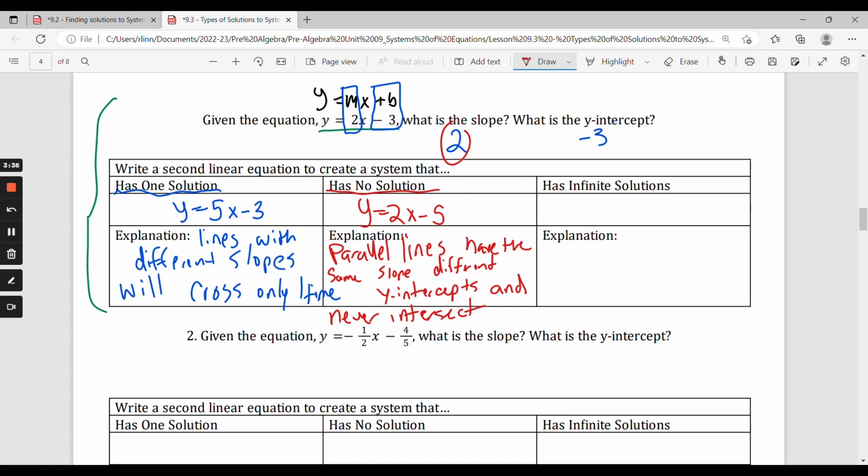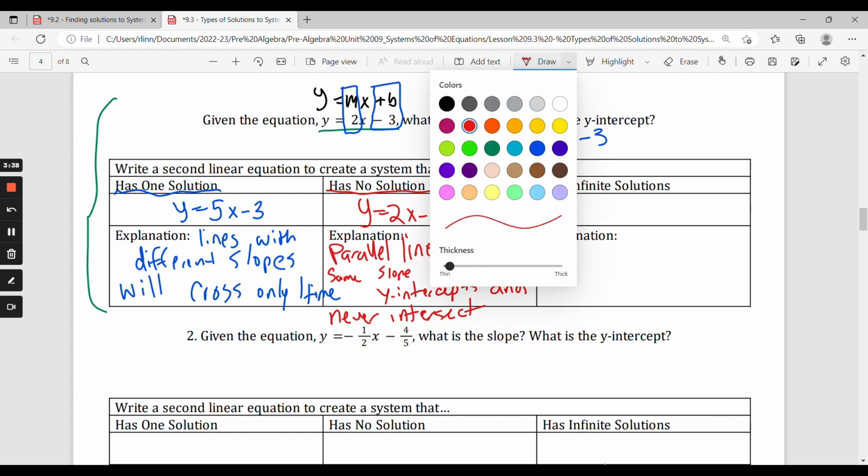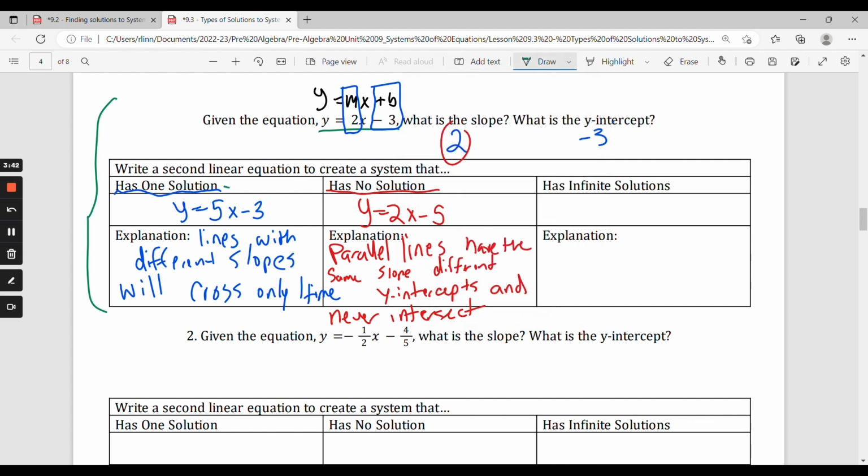All right, so our next one, our last one that we've got to do here, we've already done our first one, which was one solution. We've done our second one, which is no solution. Now we need to create one that has infinite solutions. So when we're going to have infinite solutions, we know that we have to have an equation that's going to have the same slope and same y-intercept.